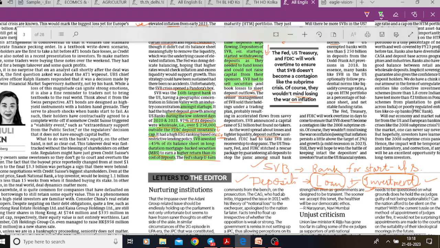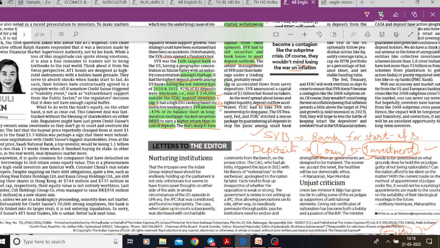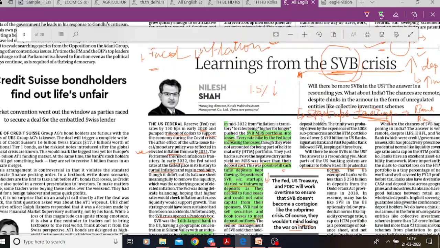SVB had to sell securities and book losses to meet deposit outflows. The senior management of SVB sold their holdings under a trading plan, probably resulting in an accelerated flow out of SVB deposits. SVB announced a capital raise of 2 billion but found no takers. As word spread about losses and tighter liquidity, deposit outflow accelerated. The FDIC had to take SVB into receivership to stop the panic. The US Treasury, Fed and FDIC stitched together a rescue package by guaranteeing all deposits to stop the panic among small bank deposit holders.